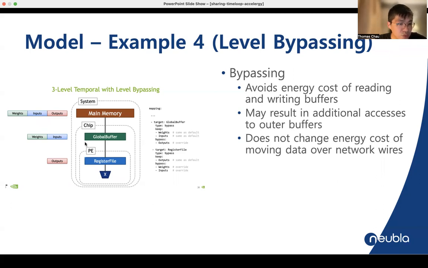For instance, in this figure, the main memory stores everything. The outputs are stored in the register file, but not in the global buffer. And the weight and output are stored in the global buffer, but not in the register file. The reason for level bypassing is to avoid the energy costs of reading and writing buffers, because sometimes buffers are simply being used as FIFO and the data are not being reused. However, this is a design trade-off, as one may result in additional accesses to the outer buffers.